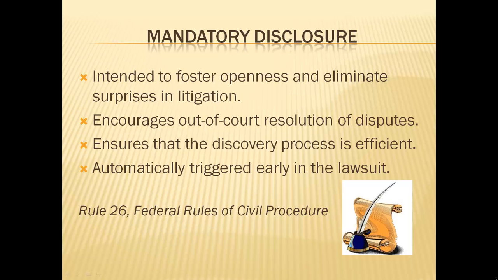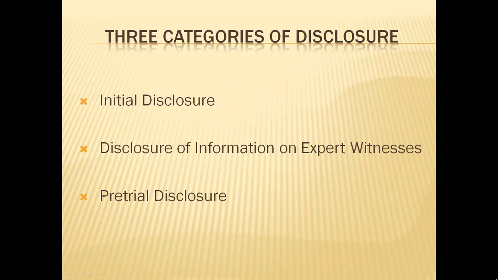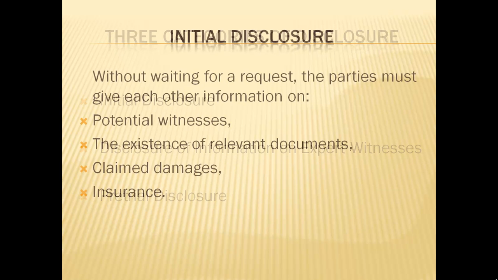The rules on mandatory disclosure ensure that the discovery process is efficient. Mandatory disclosure is governed by Rule 26 of the Federal Rules of Civil Procedure. Mandatory disclosure is the procedure that is automatically triggered early in a lawsuit. It requires parties to disclose to the opponent various types of information. There are three categories of disclosure that the parties must make when applicable. There's initial disclosure, disclosure of information on expert witnesses, and pre-trial disclosure.